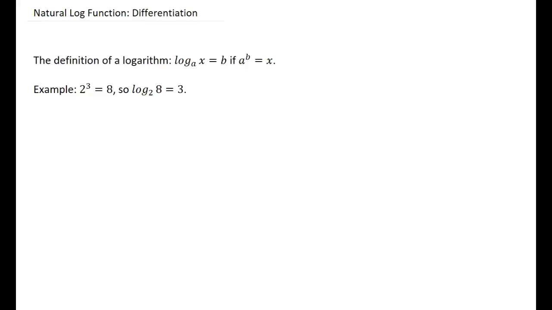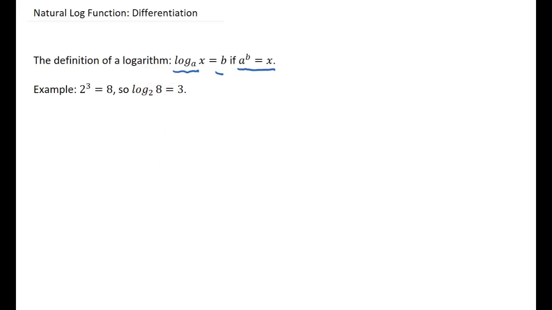All right, now we're going to talk about differentiating the natural log function, and hopefully you already know what a logarithm is, but here's the definition real quick. If I have the log of x base a equals b, then that can convert to exponential form as a raised to the b power equals x. So for example, if I have 2 to the third equals 8, which is true, then I can rewrite that exponential equation as log of 8 base 2 equals 3.